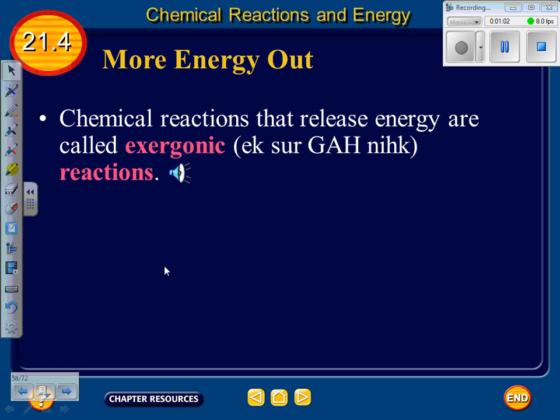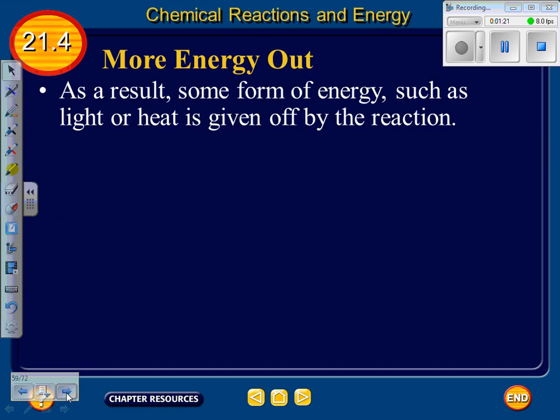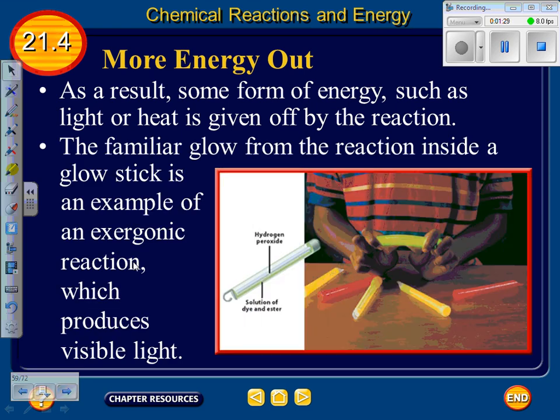Chemical reactions that release energy are called exergonic reactions. In these reactions, less energy is required to break the original bonds than is released when new bonds form. As a result, some form of energy, such as light or heat, is given off by the reaction. The familiar glow from the reaction inside a glow stick is an example of an exergonic reaction, which produces visible light.